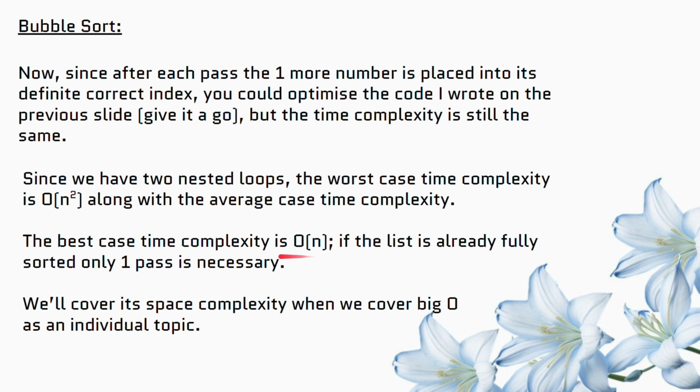So the best case time complexity of the bubble sort is O of n. If the list is already sorted, only one pass is necessary because no swaps will take place and the sort would just end. But you still need to go through every index in that list, so it would have a time complexity of O of n. Well, you need to go through n-1 comparisons, but that's the same as O of n. We're going to cover space complexity when we cover big O, so we're not actually going to go over the space complexity of the bubble sort at the moment, but we're going to cover that in the next video.